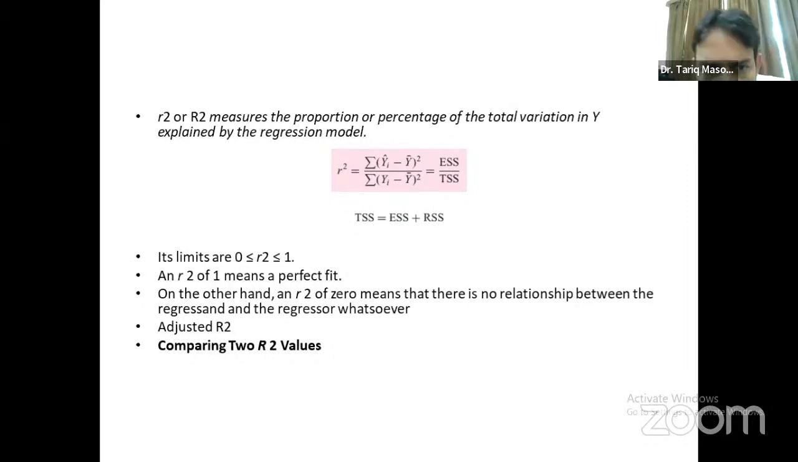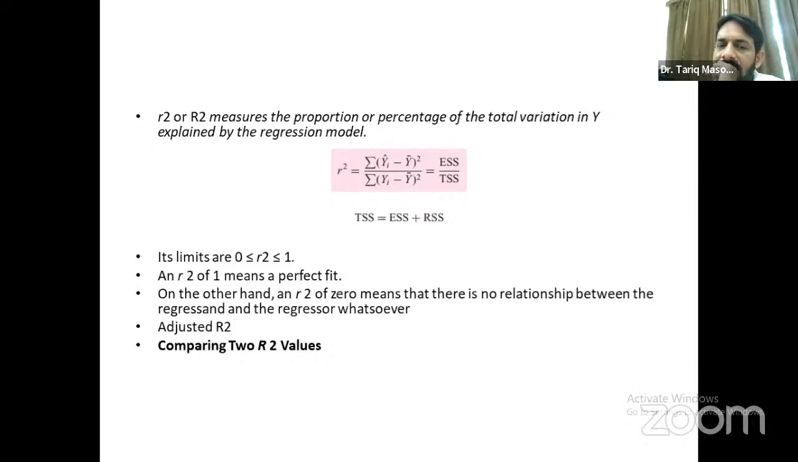So the minimum value of R square is 0, and the maximum value of R square is 1. When x does not explain any part of y, it is 0. If x explains everything of y, all the variations of y, it is equal to 1. So R square lies between 0 and 1. If the value of R square is 1, it means there is a perfect fit.